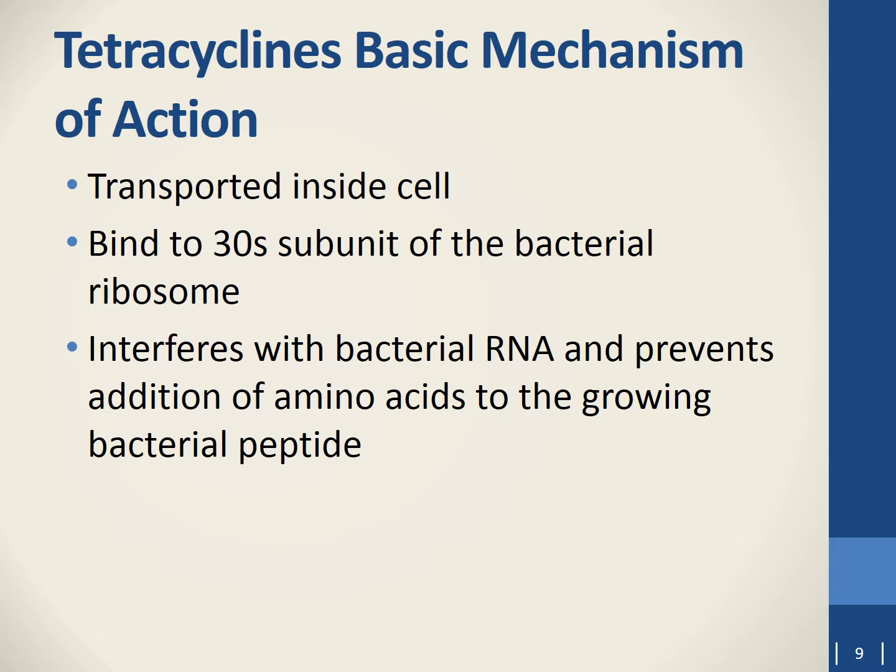Okay, we're going to shift now from the fluoroquinolones to our next class of antimicrobials, and that's the tetracyclines. So again, the 101 level version of how tetracyclines work is that they're transported inside the cell, the bacterial cell, and they bind to a 30S subunit of the bacterial ribosome. And what this does is causes an interference with bacterial RNA production and prevents additional amino acids from being added to the growing peptide. So essentially, it stops bacterial growth that way.